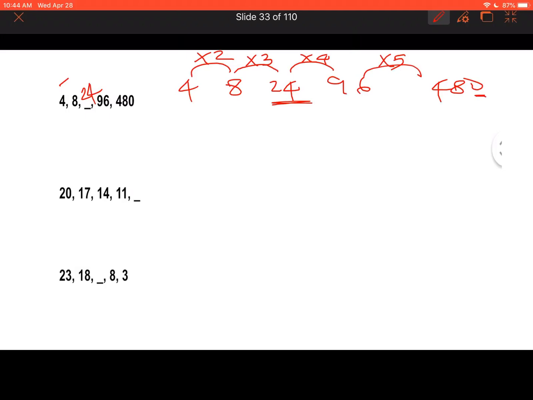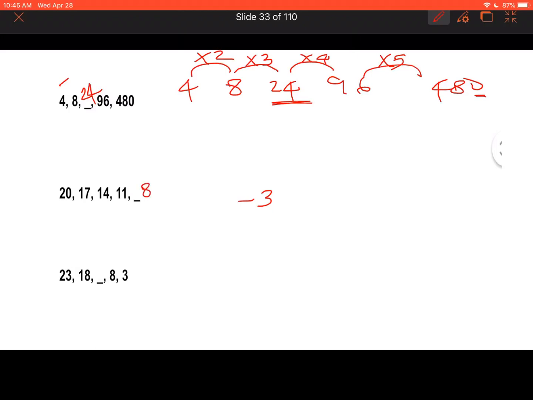Let's check. 20, what minus 20 will give 17? 3, right? So minus 3. So 20 minus 3 is 17. 17 minus 3 is 14. 14 minus 3 is 11, right? It's a pattern with the difference of minus 3. So 11 minus 3 is 8.